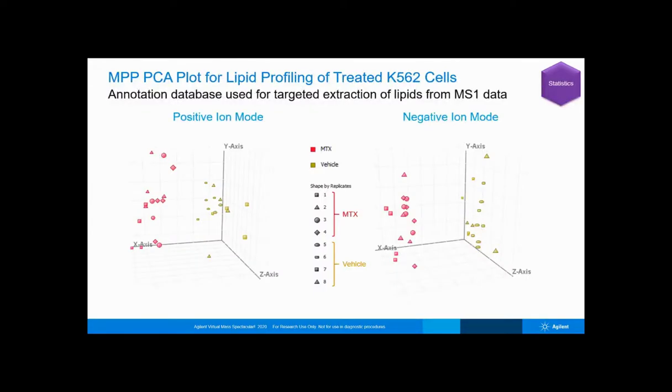Now, as I mentioned, Profinder software was used to do targeted feature extraction on the MS1 datasets. The Profinder results were imported into Mass Profiler Professional for statistical analysis, where separate experiments were created for positive and negative ion modes. After normalization and baselining, the resulting PCA plots for both polarities were overall similar. Without filtering of entities, that is keeping all compounds, the results show tight clustering of the biological replicates within each condition, and demonstrated clear differences between MTX and vehicle.